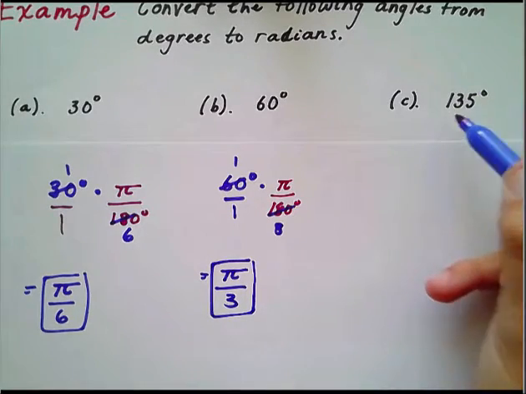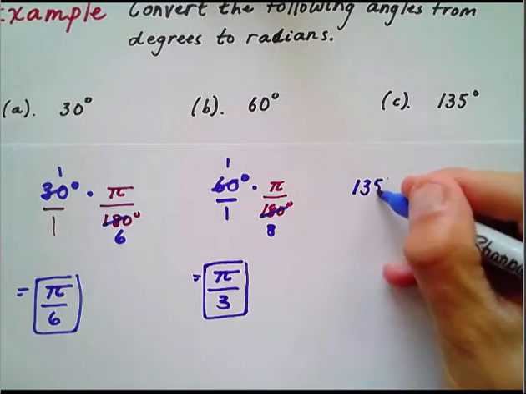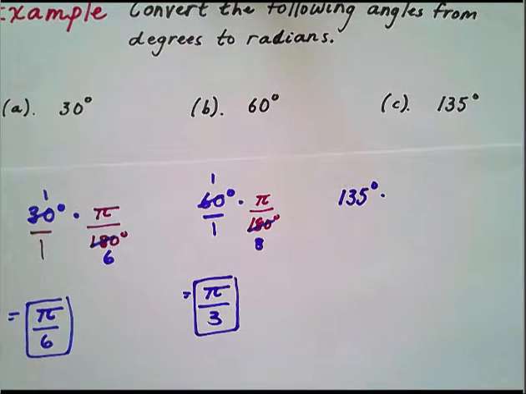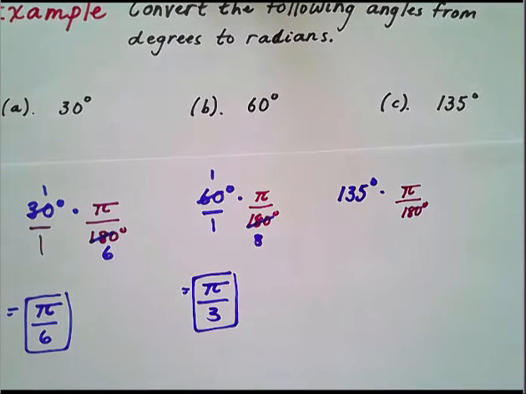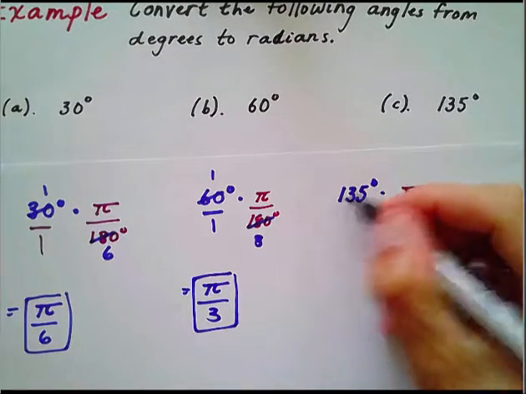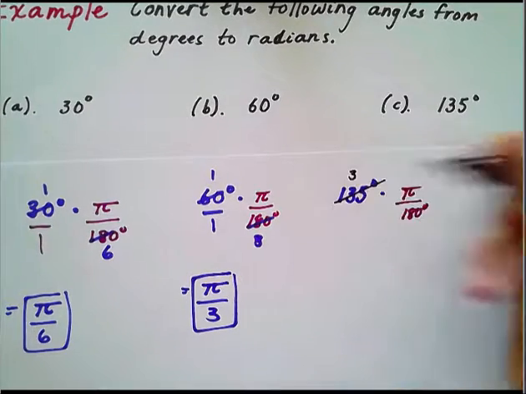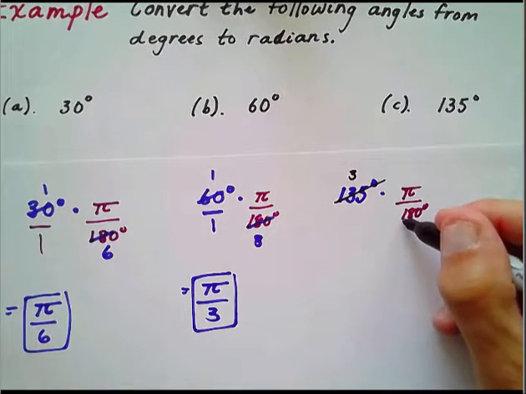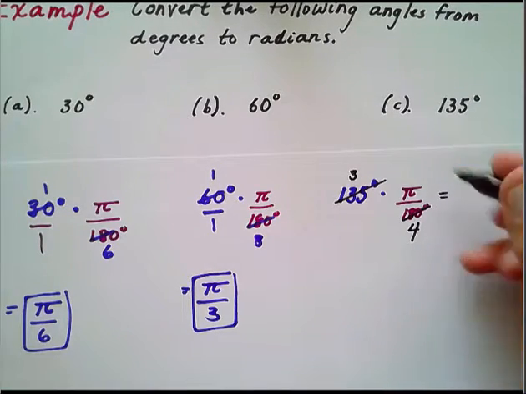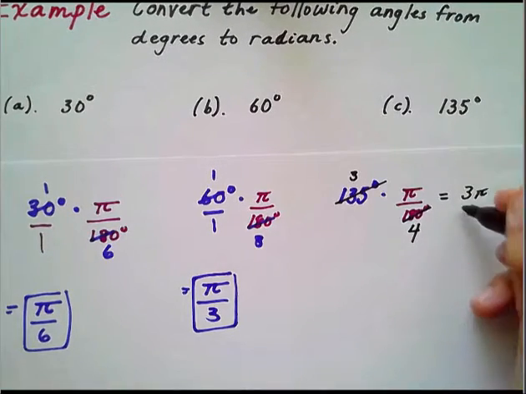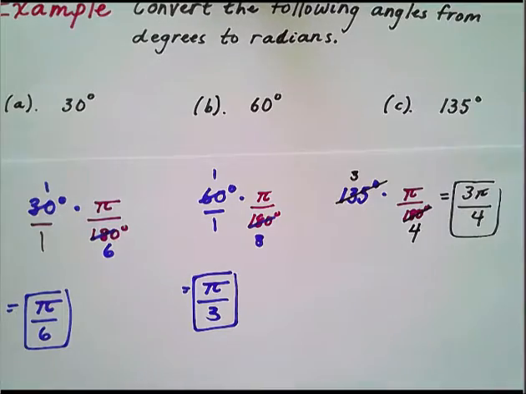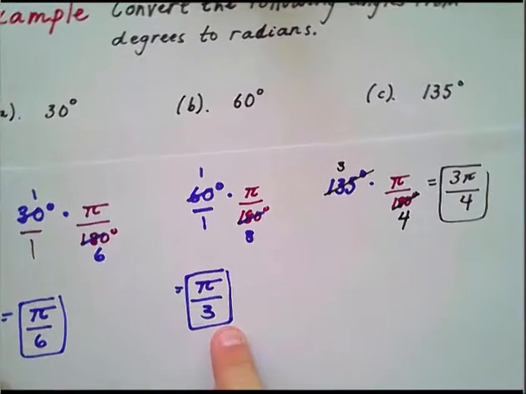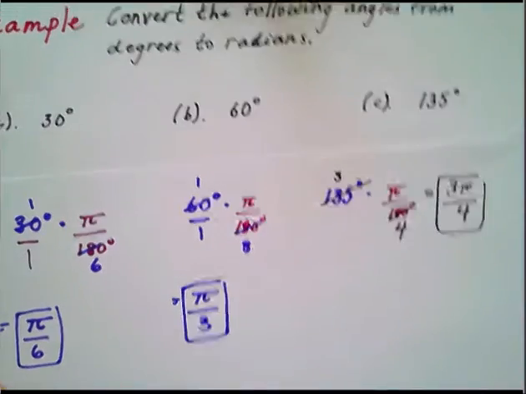Now we're going to look at one more example. We have 135 degrees times the same thing, pi over 180 degrees. Now this one's a little more challenging because you have to think, well, what goes into both 135 and 180? 5 does, but 45 also does. 45 goes into 135 three times, and 45 goes into 180 four times. So this becomes 3 times pi over 4. So 135 degrees is equivalent to 3 pi over 4 radians. That's an example of converting degrees to radians.